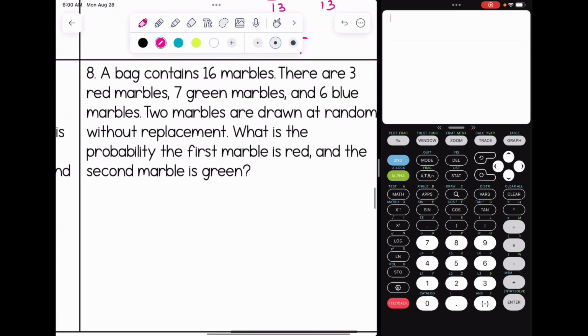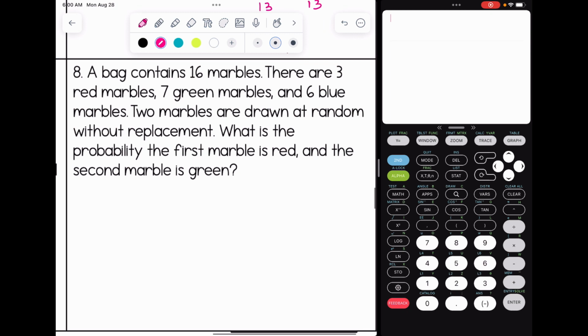All right, for our last question, a bag contains 16 marbles. There's 3 red, 7 green, and 6 blue. 2 marbles are drawn at random without replacement, so these are dependent events now. What's the probability the first is red and the second is green? All right, the probability of selecting a red marble is 3 out of 16. We're not going to put that marble back, so now we only have 15 to choose from, and we want it to be a green one, so 7 over 15.